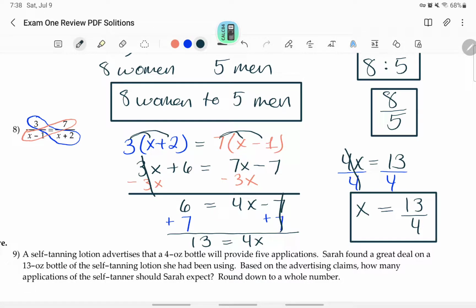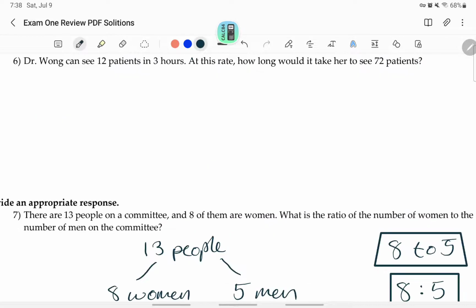So hopefully, guys, number 7 made sense. Number 8 made sense. Now we're going to take care of number 6 and 9. Number 6. Dr. Wong can see 12 patients in 3 hours. At this rate, how long would it take her to see 72 patients? Man, I can't even read that well today. All right. Let's look here. 12 patients in 3 hours, right?